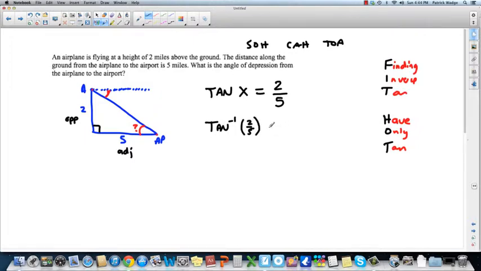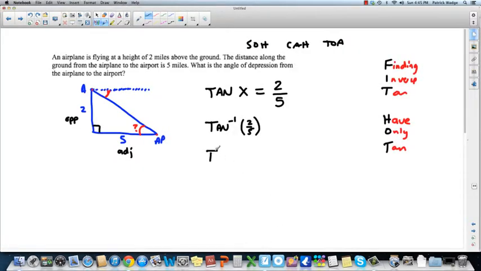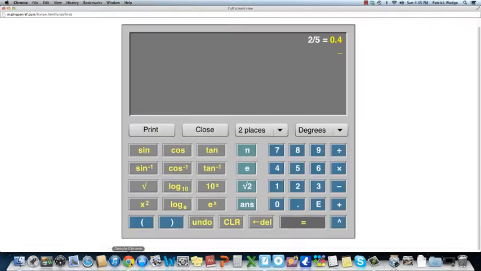give us the answer. So the first thing I want to do is do 2 divided by 5 and see what that equals. So let me clear this. 2 divided by 5 equals, you get 0.4. So we know we want to get tan negative 1 of 0.4, and then I'll figure out what that equals. Tan negative 1, remember you're going to have to hit shift or inverse or second function on your calculator. Mine has a dedicated button for it right there. So tan negative 1 of 0.4 equals, and I get 21.8.